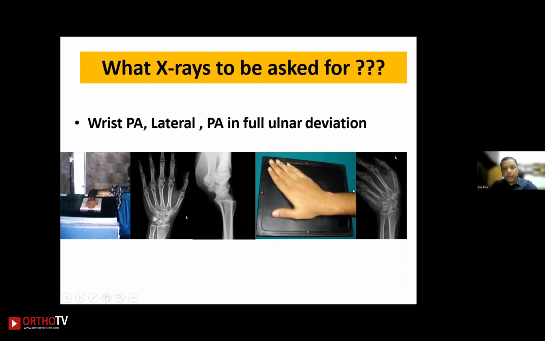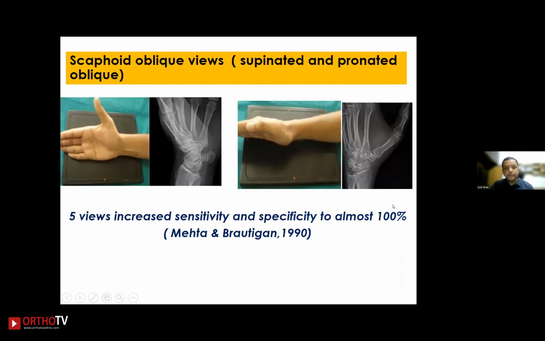Then you have a lateral, and you also have an ulnar deviation view like this, where the scaphoid becomes fully extended, and you might see the fracture line like this. The scaphoid series actually is 5 views. The other two are the oblique views. You see the oblique views here, and you see the most distal corner here nicely, and the STT joint here. If you put the 5 X-rays together, your sensitivity and specificity is almost 100%.